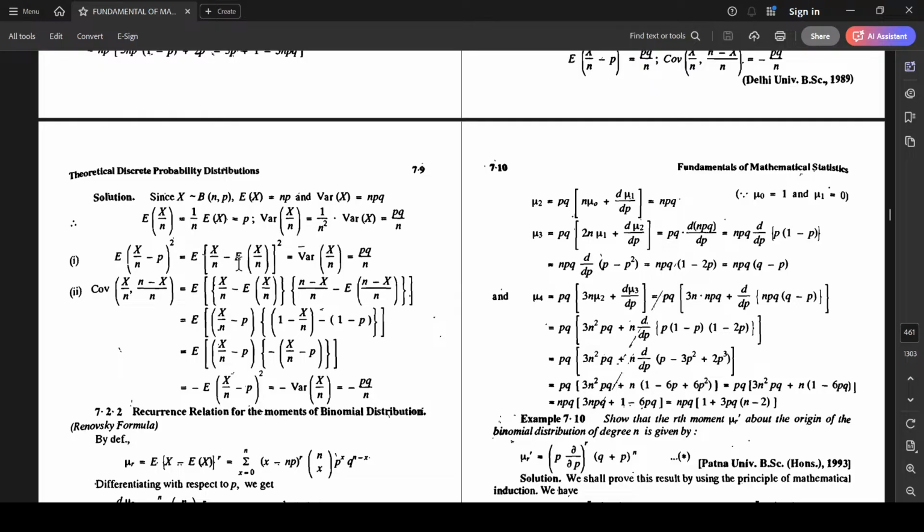Okay, you will take this 1 by n square outside, and the rest will become the variance of x, that is npq, and it will eventually become pq by n. Next, the deviation xn minus E(xn) is equal to x upon n minus E(xn). Now this comes from this.